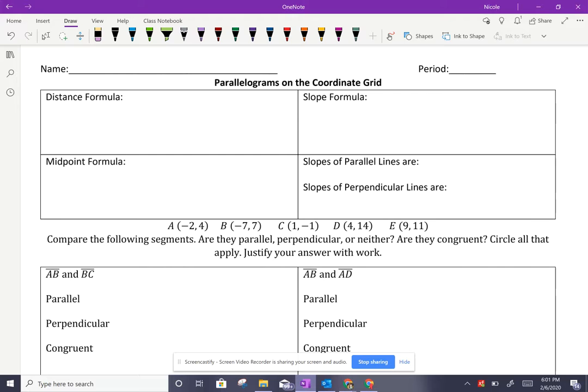Before we start doing that, we're going to need to nail down some of the formulas we're going to use and what their purpose is. Most of this, or actually all of this, should be review, as we have covered this before, and a lot of this is from Algebra 1.